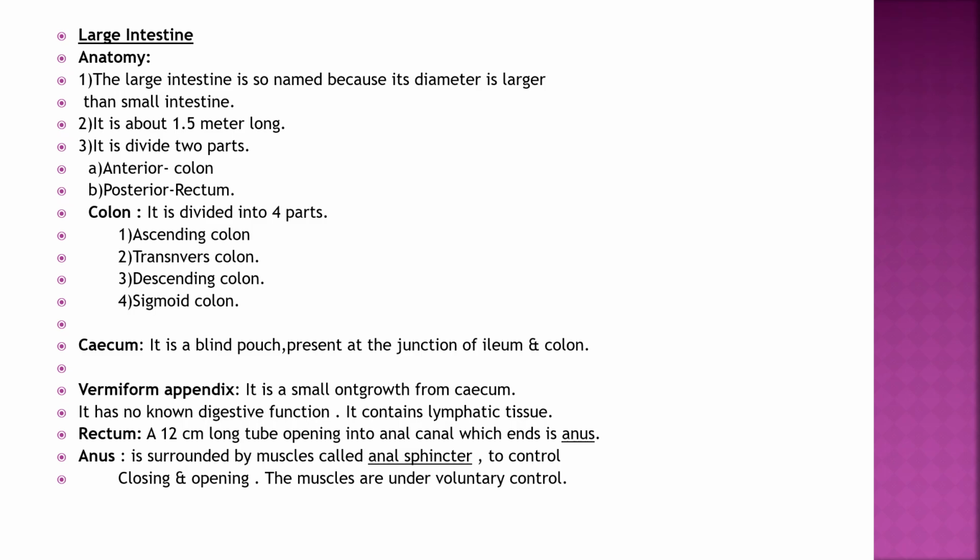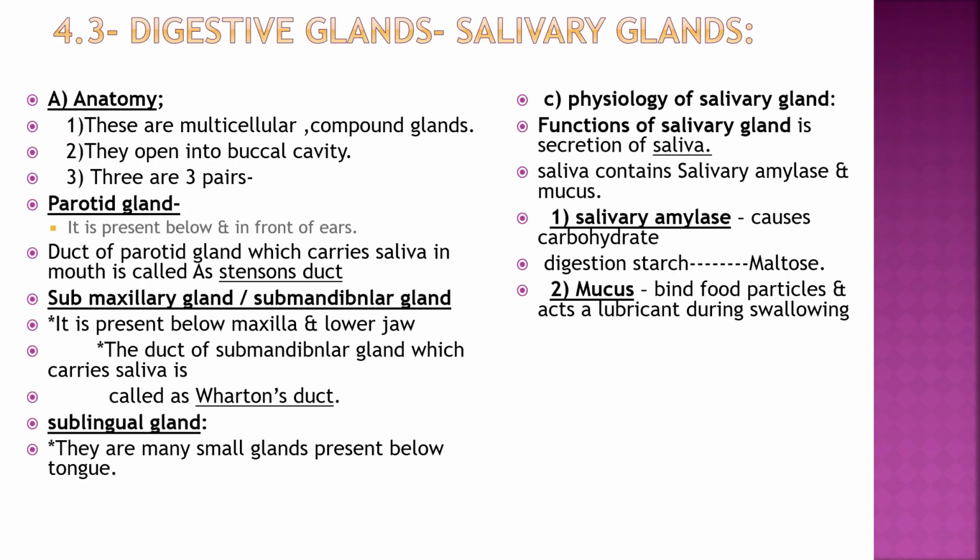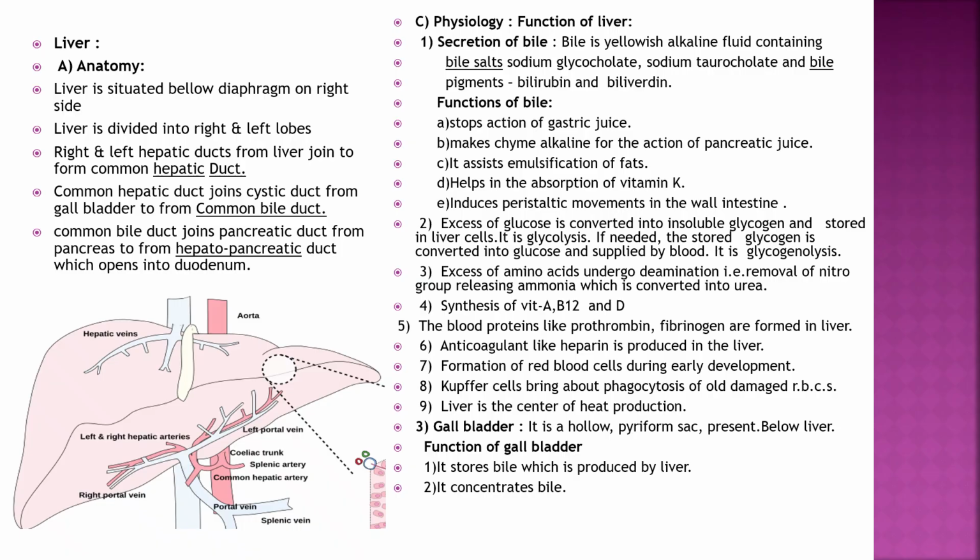Then accessory glands are present in the digestive system. They are salivary glands. Second is the liver. It is present on the right side of the abdomen, and secretes bile, which is mainly for the digestion and absorption of fat. The gallbladder is a small sac-like structure near the liver, which stores and concentrates bile.